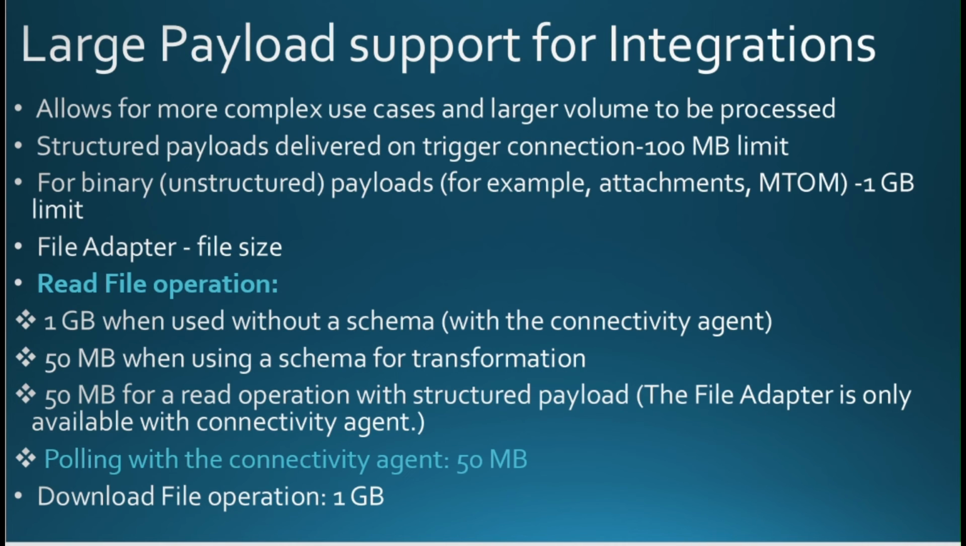Now if you see the file adapter capabilities, using the file adapter read file operation, 1 GB is used without a schema, and you can use a schema with 50 MB consumption. When it comes to the file adapter, it allows 50 MB for a read operation with a structured payload. Polling with the connectivity agent supports up to 50 MB, and your download file operation supports up to 1 GB. This download operation is available in the stage activity.